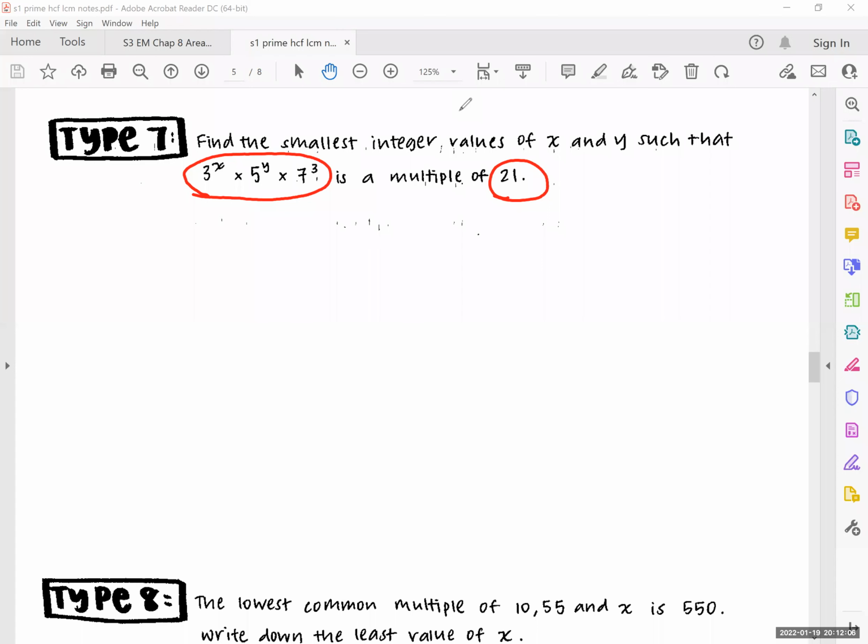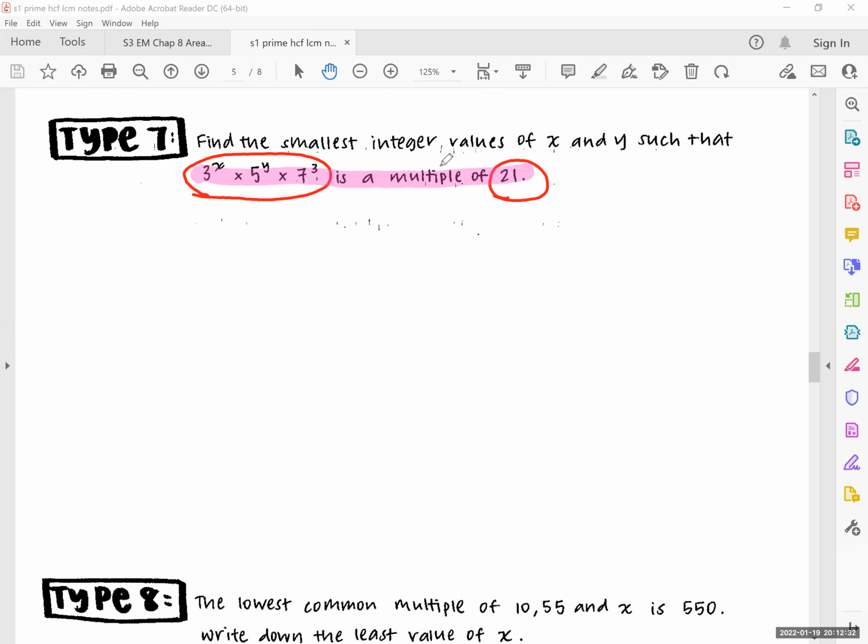Okay, so we look at question number 4 and number 7, type 4 and type 7. It's also the same thing. Can you see, yada yada is a multiple of yada yada? Same thing, right? Can you realize the format is the same? But now we have a problem. Can you see that it's 3 to the power of, they don't give you, times 5 to the power of, they don't give you, times 7 to the power of 3, is a multiple of 21.